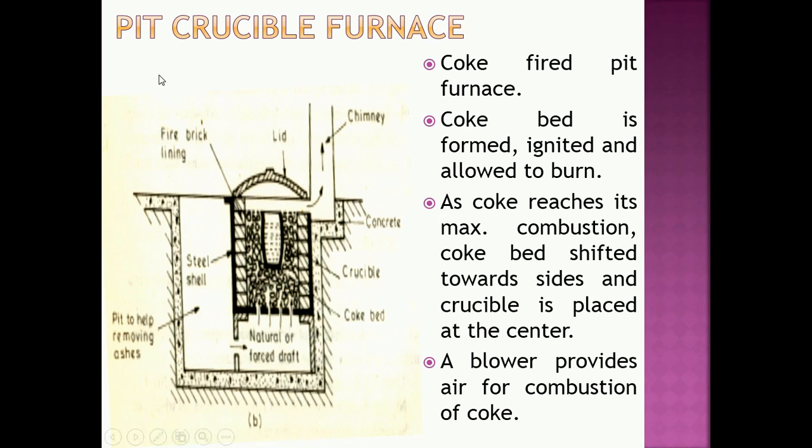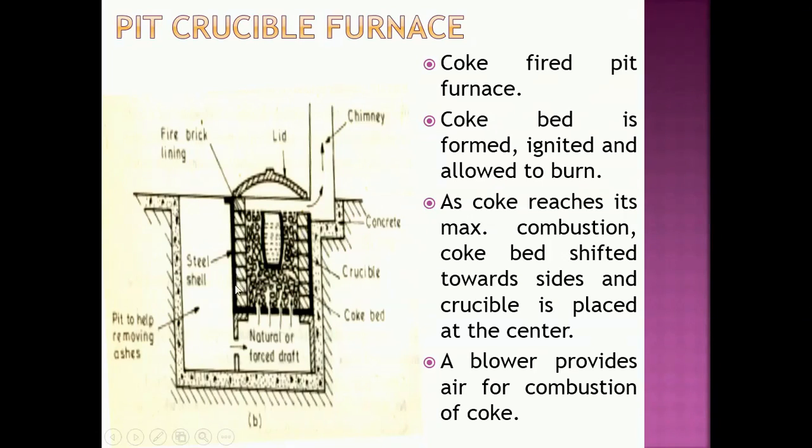This pit crucible furnace, again, is the second design for the pit crucible furnace. It is a steel shell lined with refractory lining on the inner surface. You can see at the center this black color is the steel shell, which is lined with refractory lining on the inside, and this pit, again, is placed below the ground level, and it is made up of a concrete structure.